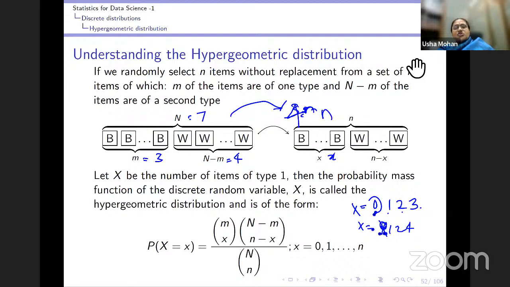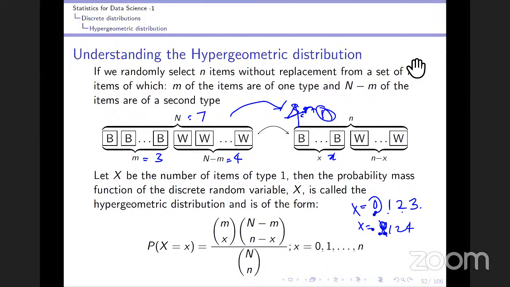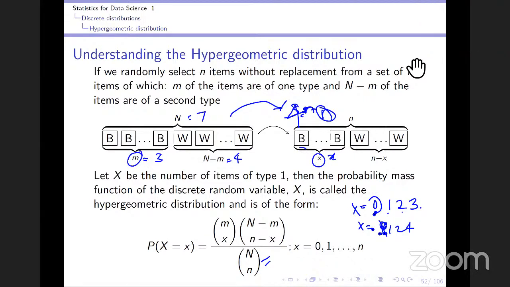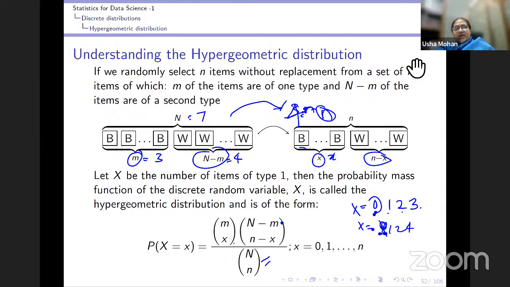How many ways can I choose small n balls from capital N balls? N choose n. So that would be in my denominator. How many ways can I choose x balls from m balls? M choose x. And I can choose n minus x balls from N minus m, so it's N minus m choose n minus x. This is the probability mass function of a hypergeometric distribution. Is this clear? Yes, ma'am.